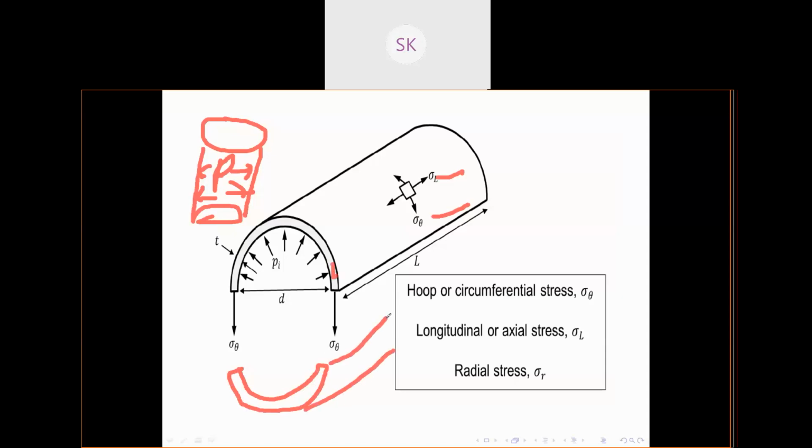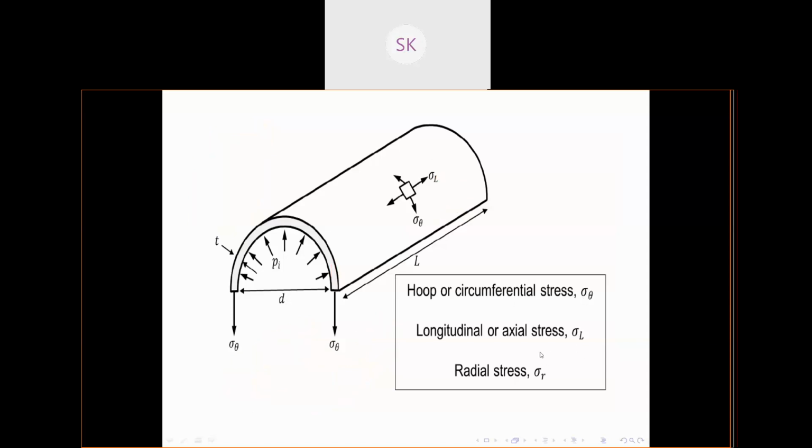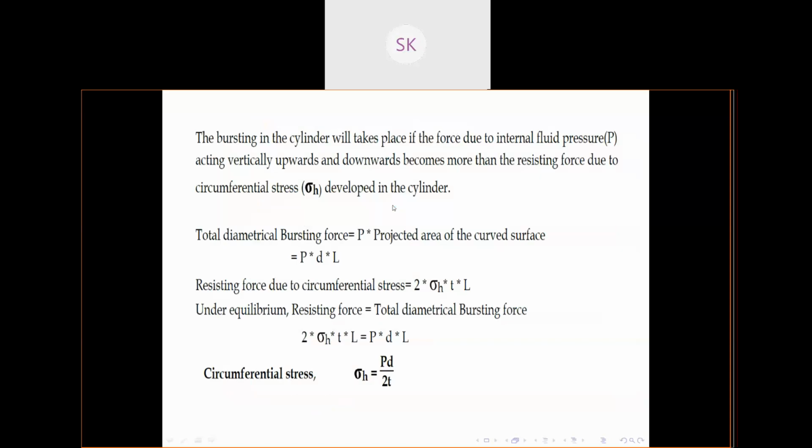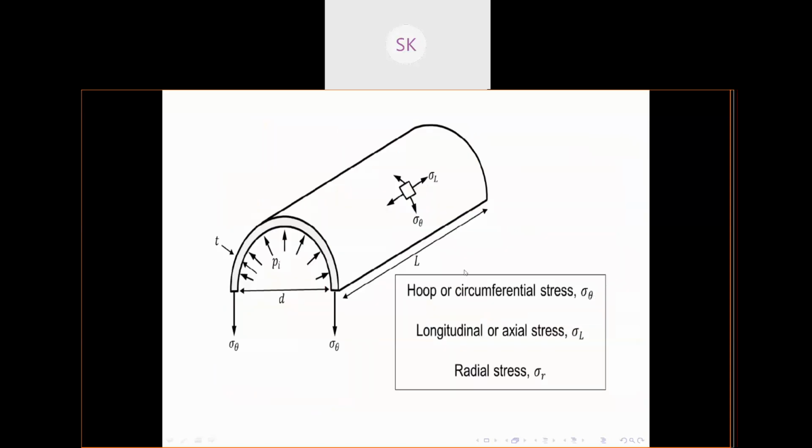So circumferential stress breaks the cylinder into two halves. This is the upper part. This is the lower part. So we have sigma theta, sigma L, sigma R. So let's see the derivation of sigma theta.